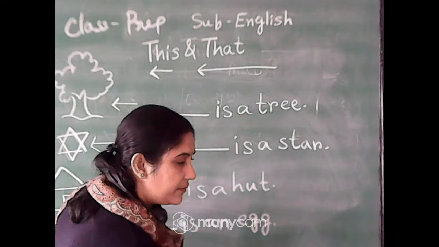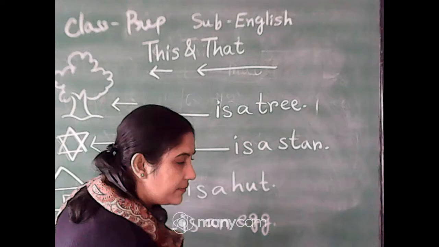So what we can do? We will do big arrow. It is a big arrow. It is that. So we write down THAT because a star is always far from us. So we can do that is a star.